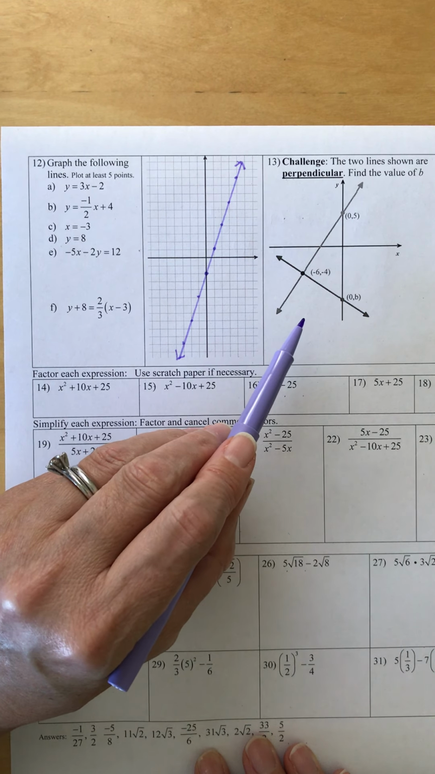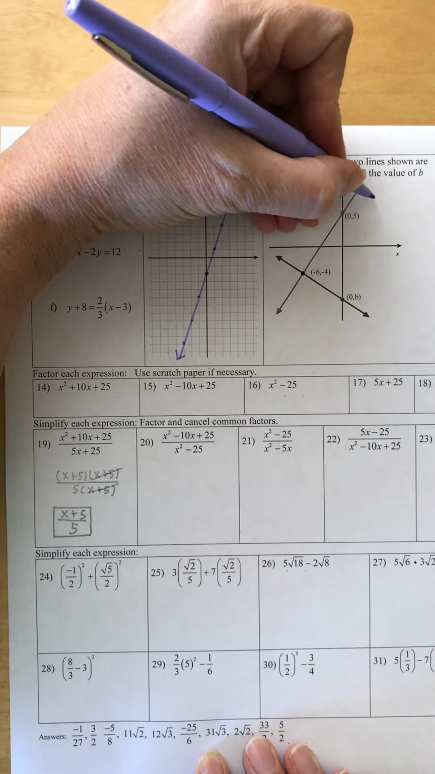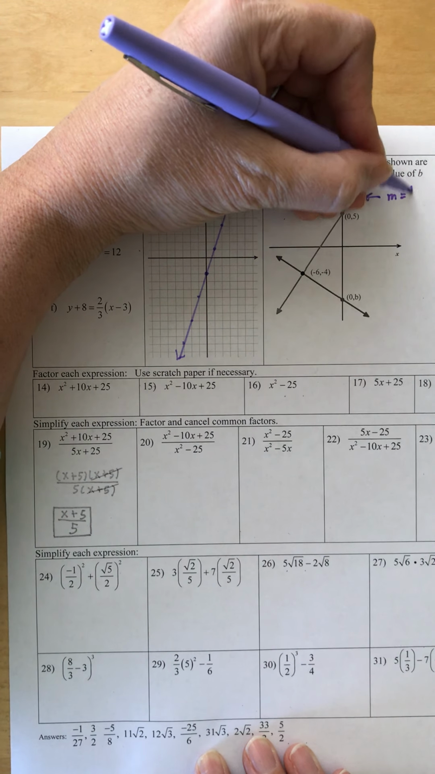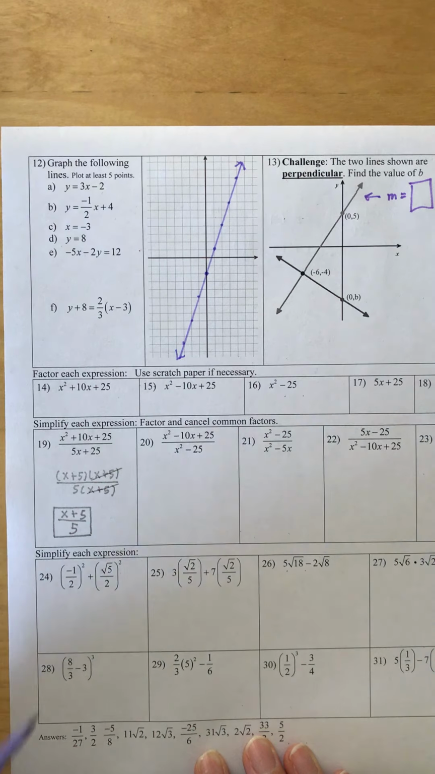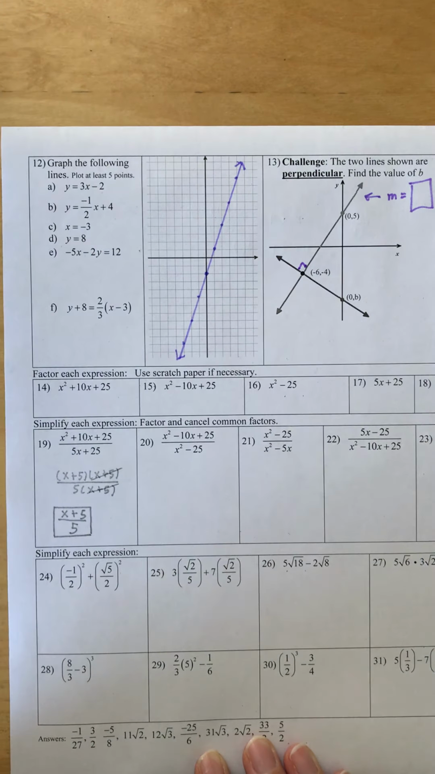This problem is a good challenge problem. I'll leave that for you to figure out, but it'll be helpful if you find the slope of this line first, and then you know if they're perpendicular that the slopes are opposite reciprocals.